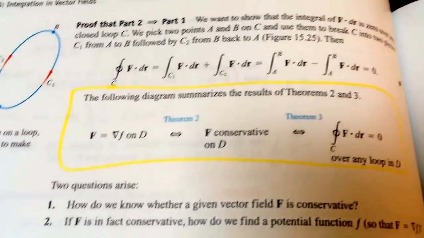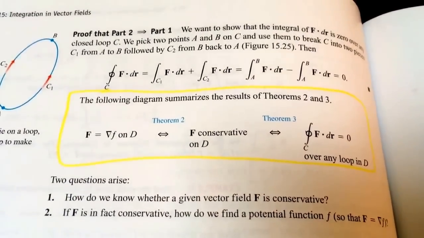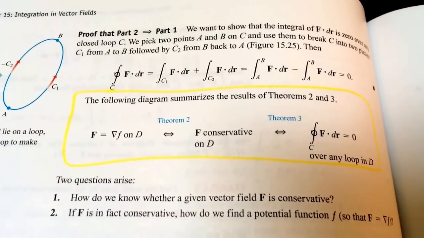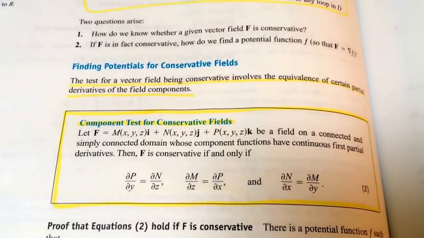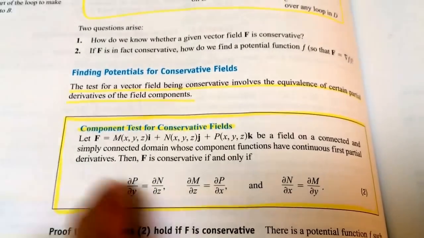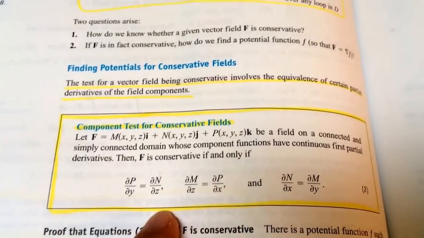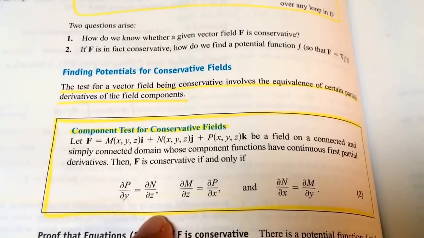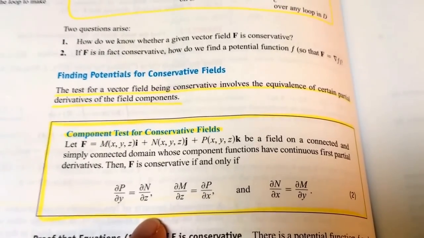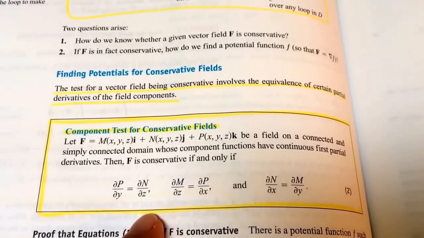Also, here they have some connections between Theorem 2 and Theorem 3 that you can look at. And then here is another theorem. Well, this is not really a theorem, this is a test, but you are going to use this one to test to see if a vector field is conservative or not. So if the question was, is it conservative or not, this is what you're testing.